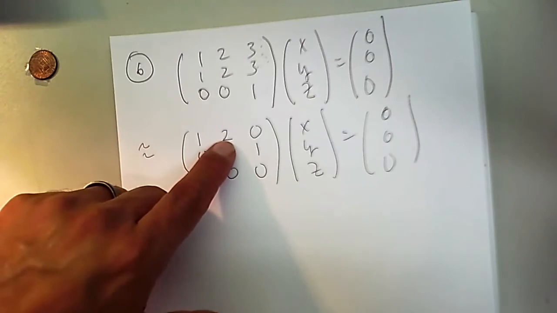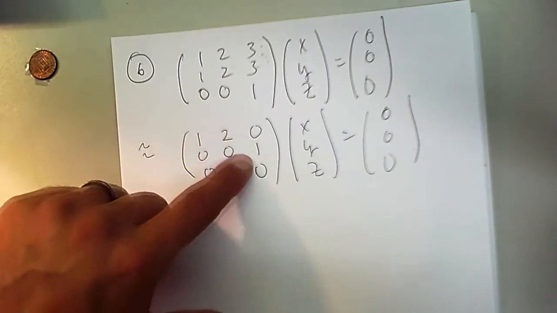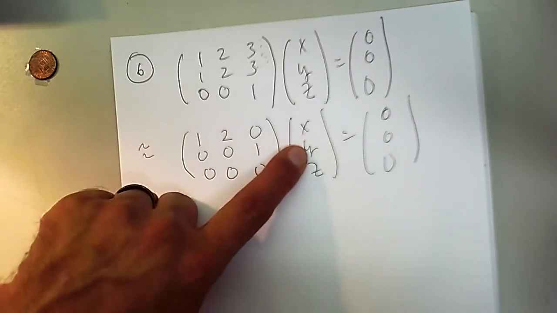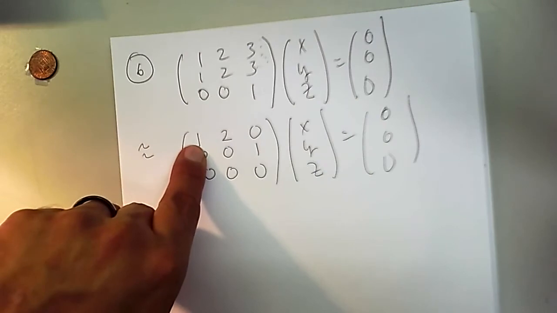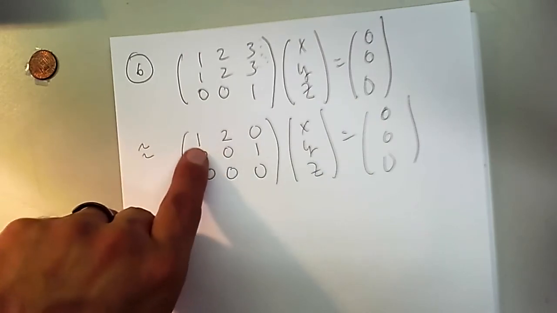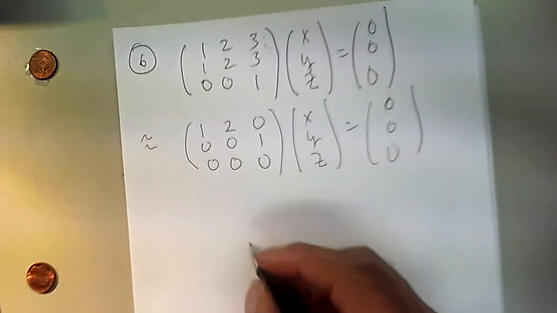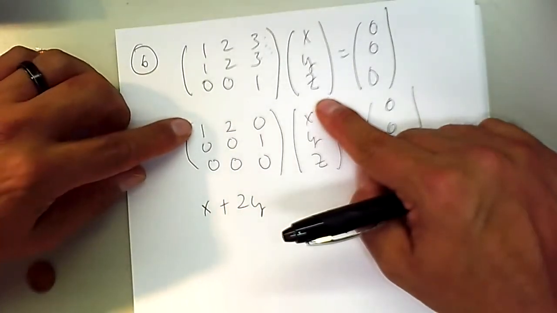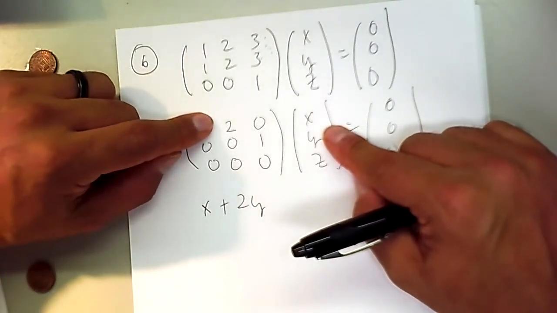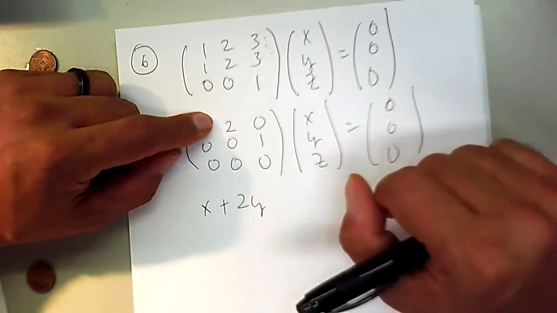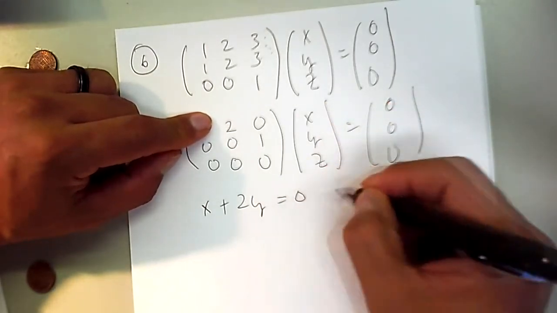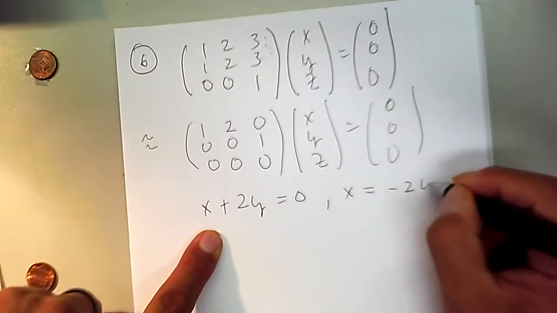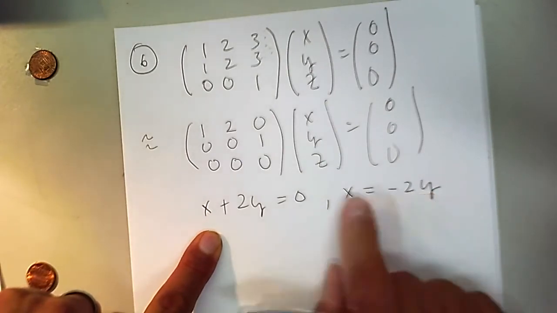So the free variable is going to be the y variable, because that corresponds to the second column. If we set y to be 1, perhaps we should write down the equation. So x plus 2y, that's what this row is saying. X plus 2y is going to be 0, which means x is the opposite of 2y. So if y is 1, x is negative 2.